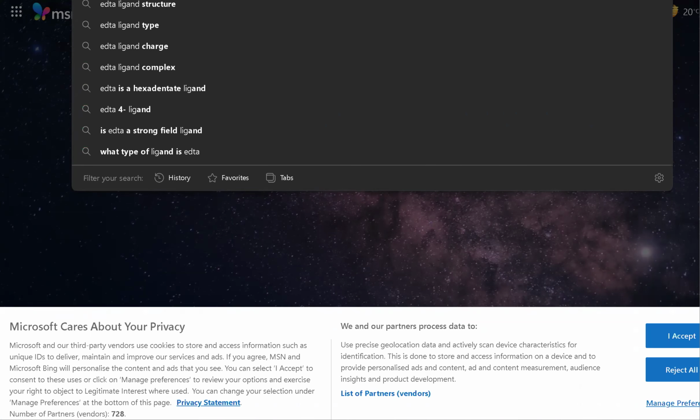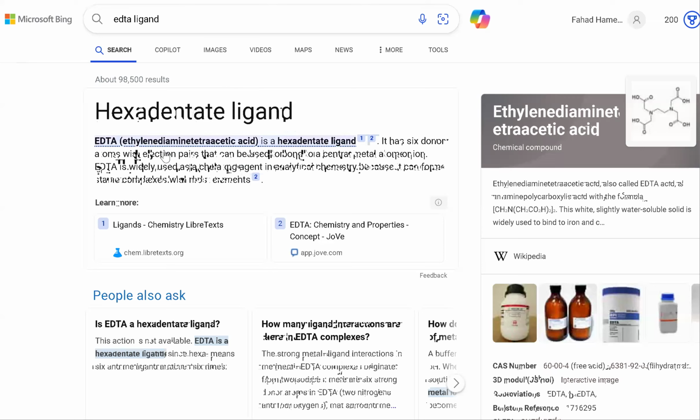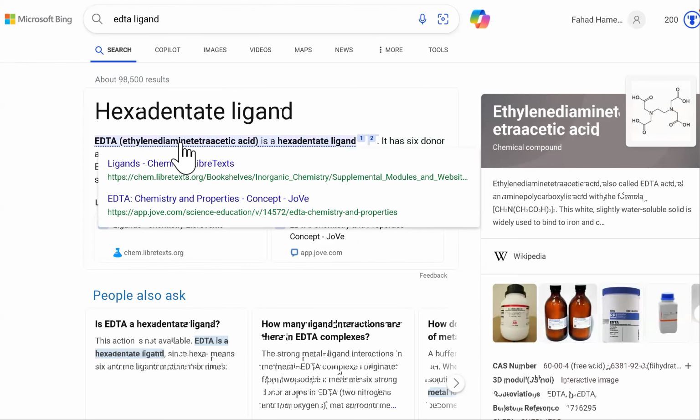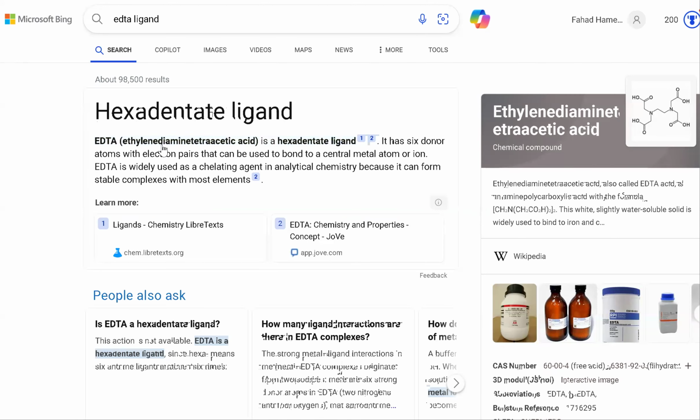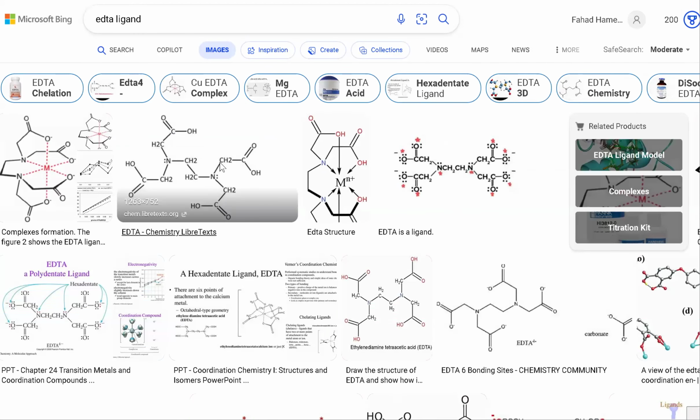The EDTA ligand is like this. The name is ethylenediaminetetraacetic acid. So forget the name, just remember EDTA. That's the short name. The molecule looks like this. So it's this large molecule over here.